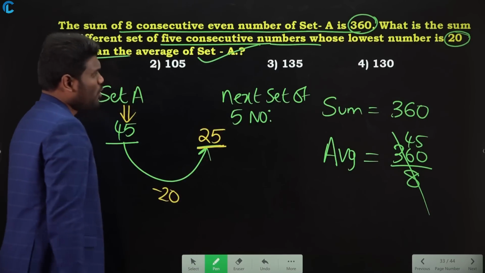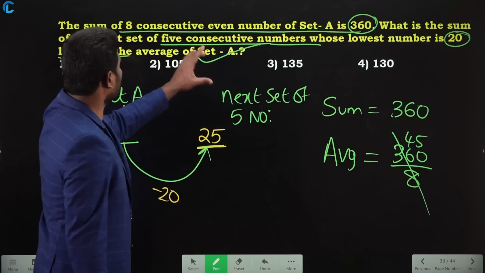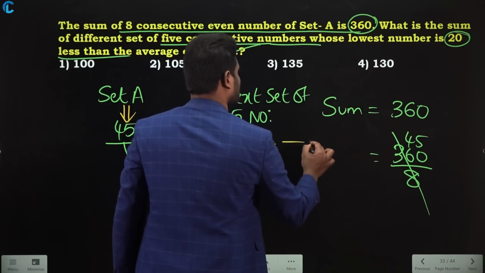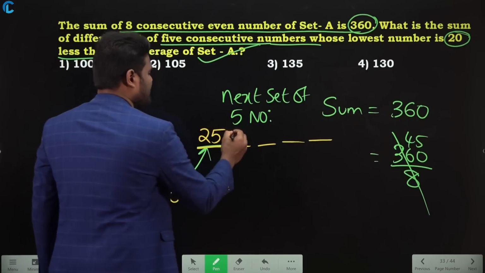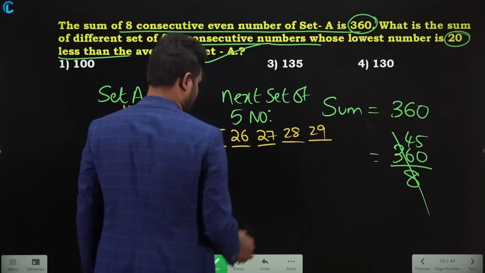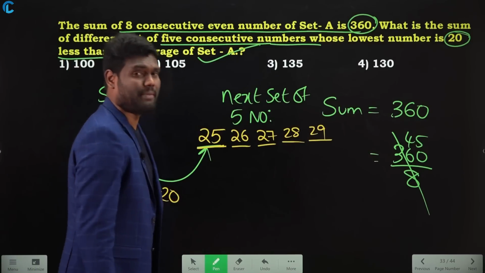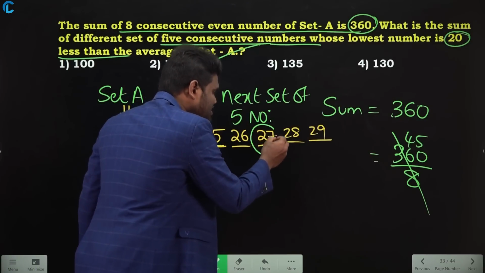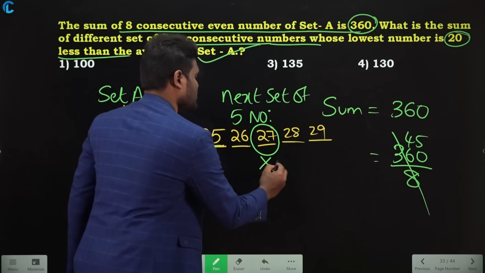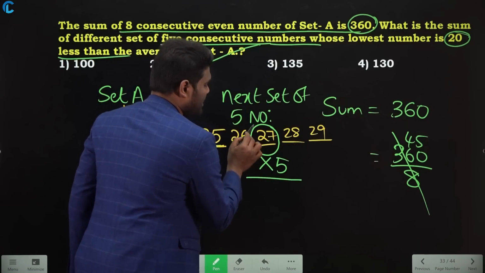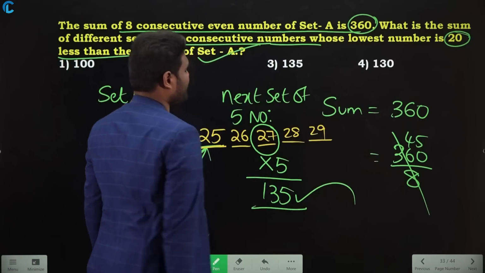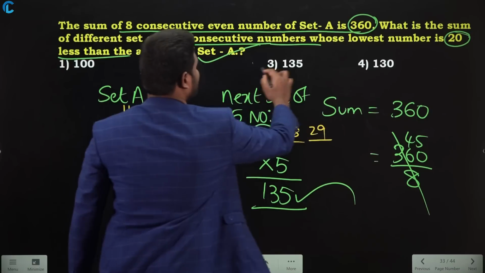Now if this is 25, what they are asking is the sum of a different set of 5 consecutive numbers. For these 5 numbers, we are asked to find the sum. Just calculate this. If this is 25, this is going to be 26, this is going to be 27, this is going to be 28, and this is going to be 29. But they are asking to calculate the sum. For these numbers the average is 27. As the average is 27, and the question is to calculate the sum, here you have 5 numbers, so multiply it with 5. If you multiply it with 5, this is 100 plus 35, which is 135. So the sum of the next 5 numbers is going to be 135.